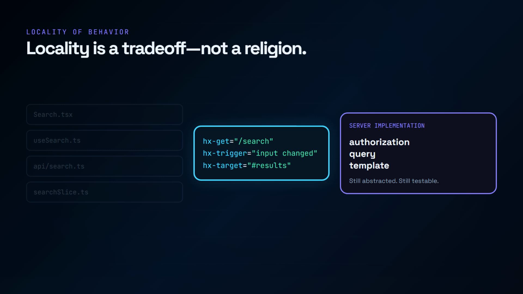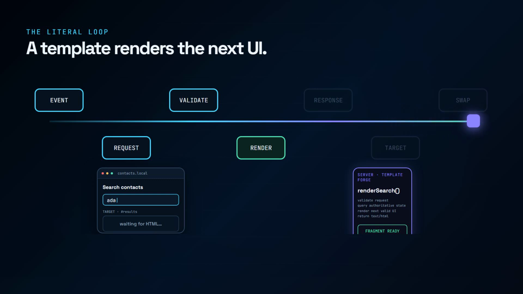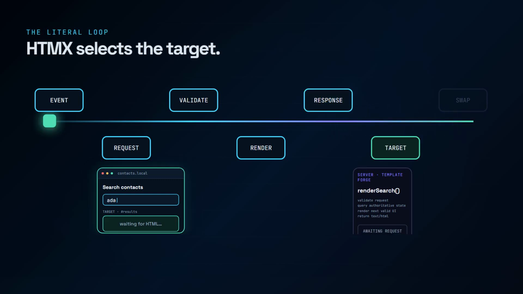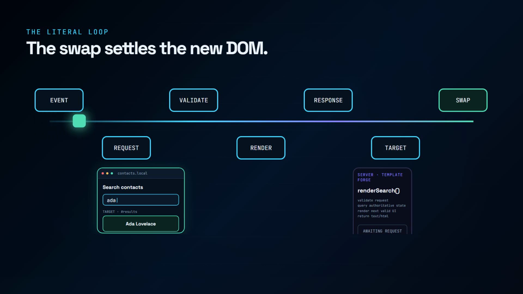In HTMX 2, out-of-band swaps let one response update a primary region and additional elements identified elsewhere in the document. A cart action can replace the line item and update the cart count in one round trip. Boosted links and forms can keep normal navigation semantics while replacing page content in the background and participating in browser history. That last detail matters, because a fast-feeling page is not enough.